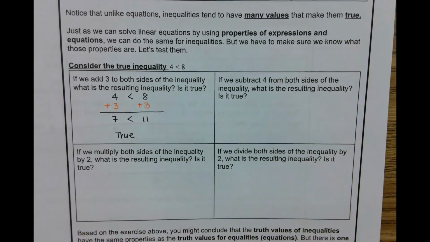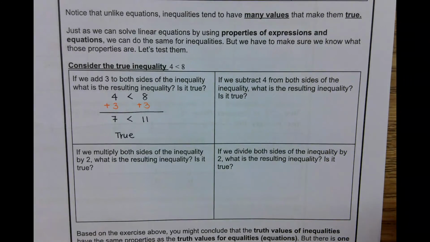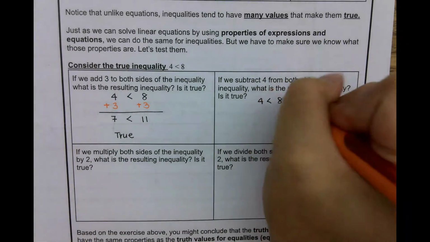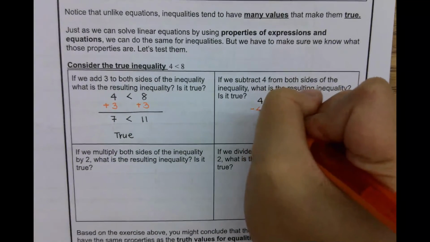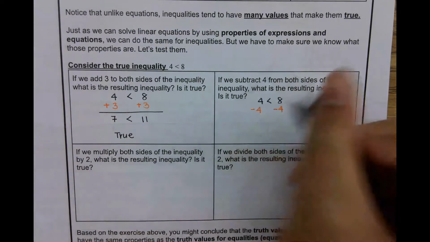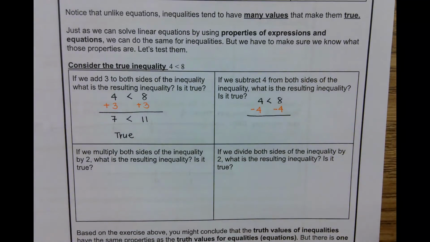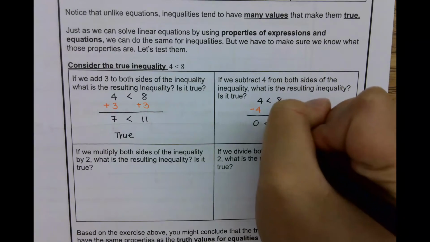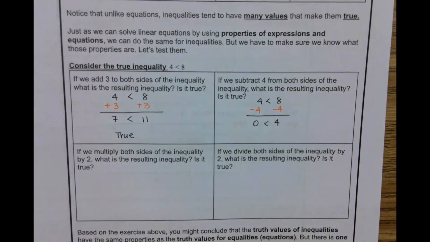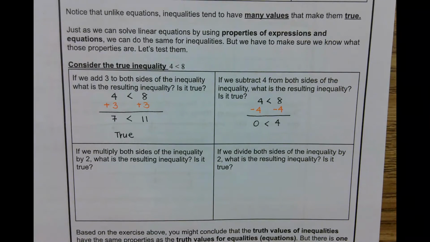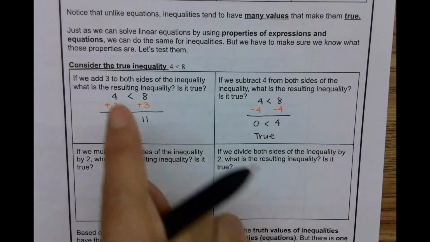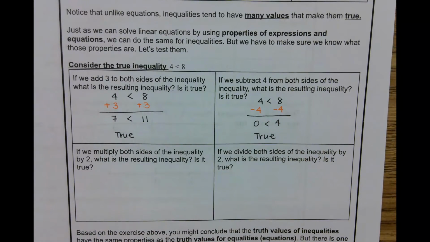So what about if we subtract? I'm going to start here with 4 less than 8, and I'm going to subtract 4 on both sides. Let's see if this is true. 4 minus 4 is 0, and 8 minus 4 is 4. Just bringing down my less than sign. Is 0 less than 4? That is true. 0 is less than 4. So far what I see is that when I add and when I subtract to both sides, the resulting inequality is still true.